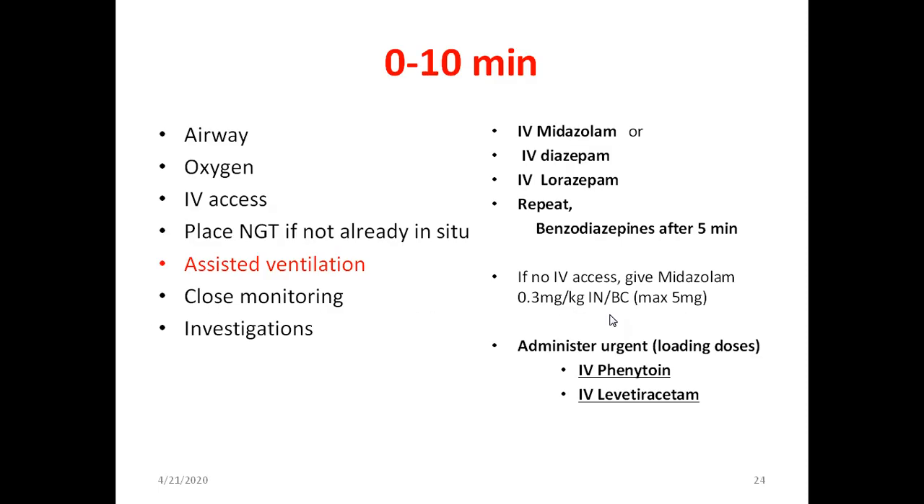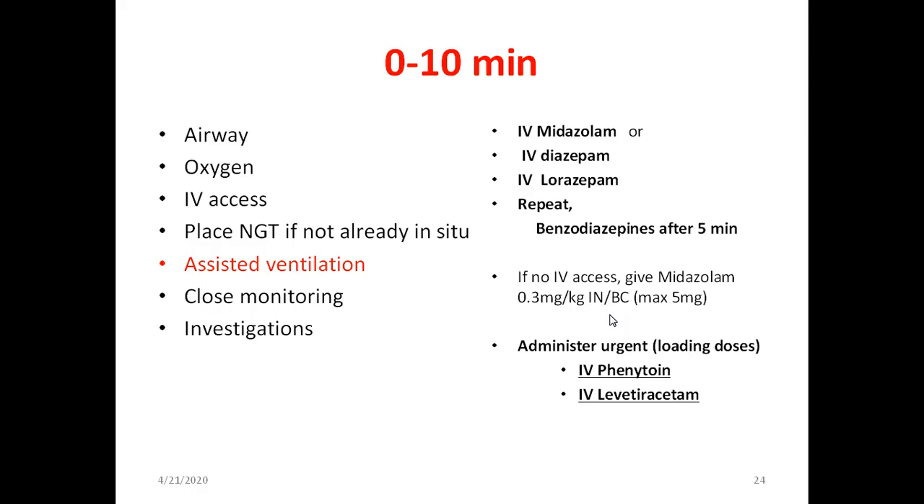For the 0 to 10 minutes timeline, what do we have to do? We have to manage A, B, C: airway, breathing, circulation, and it is recommended to place a nasogastric tube if it is not already in place, because of the risk of aspiration, choking, and vomiting. And decide about assisting ventilation when there are chances of hypoxia. Close monitoring and investigations are required.